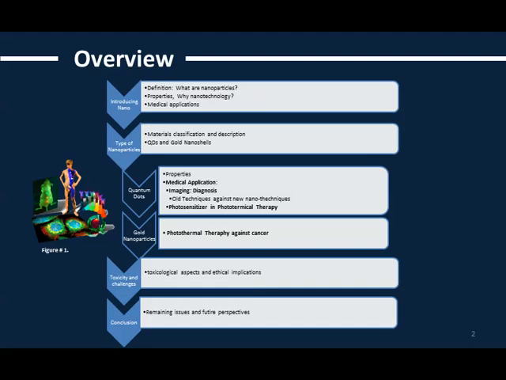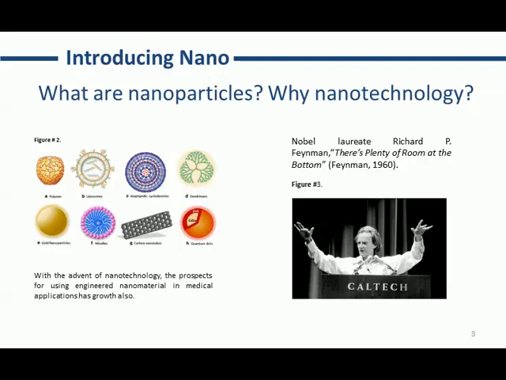So here is a little bit of the overview of the topics that I am going to discuss. First, some introduction of nanotechnology, then some types of nanoparticles and classification, then quantum dots and gold nanoparticles in medical applications, and also some important properties. Finally, the toxicity and challenges, and the conclusion. So first, what are nanoparticles and why nanotechnology?